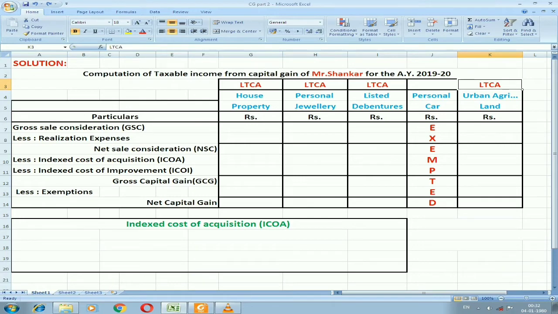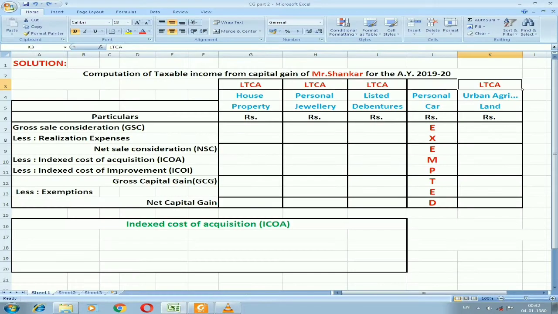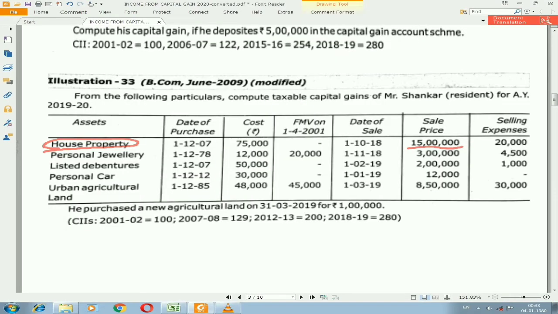After finding out whether each is a long-term or short-term capital asset, we need to complete each asset one by one. First house property, then personal jewelry, then the other assets. So first is house property. The sale price is 15 lakhs, so let us take it as the gross sale consideration. Then we have realization expenses, an expenditure made on the sale, that is selling expenses, of 20,000.